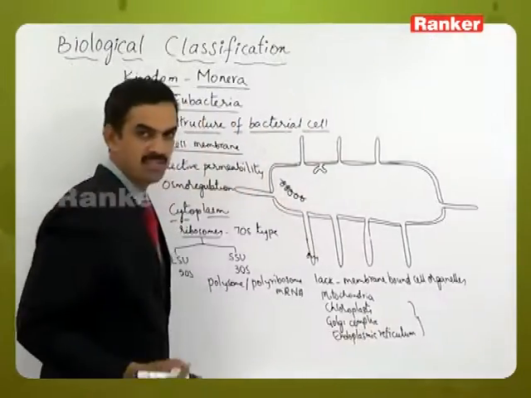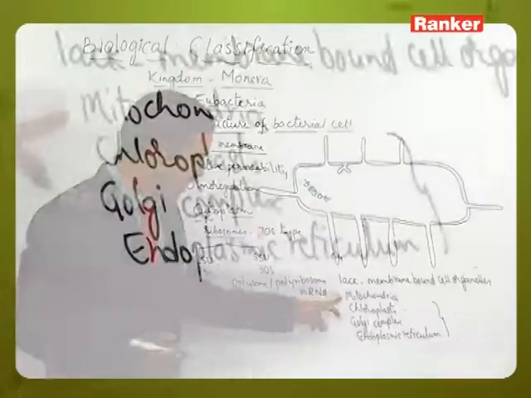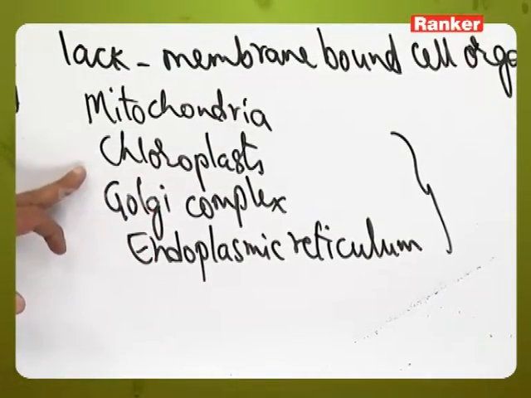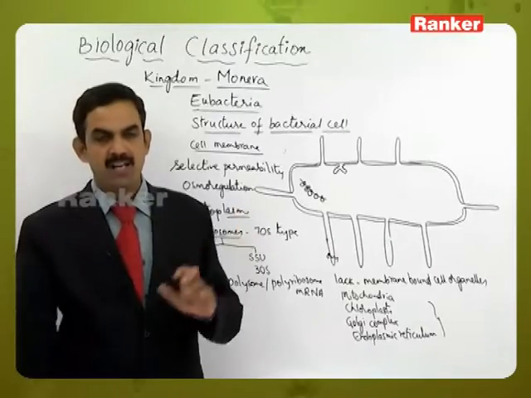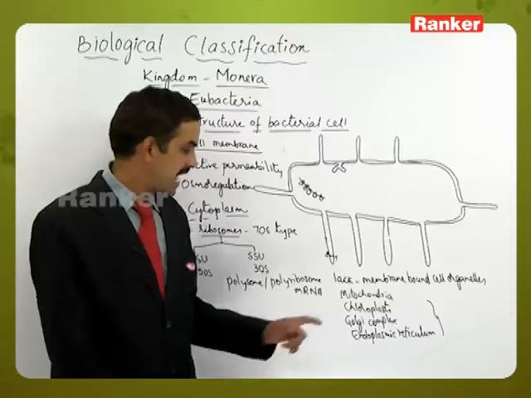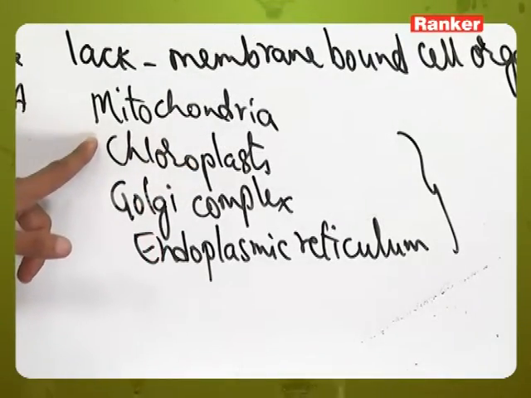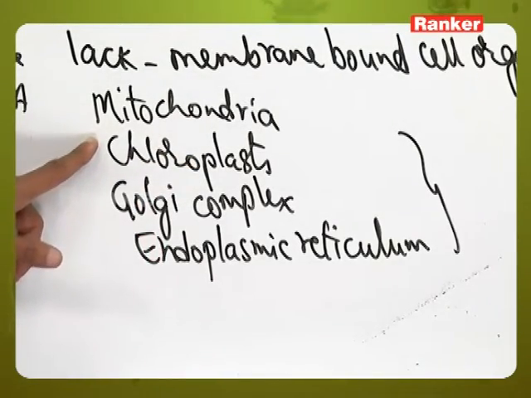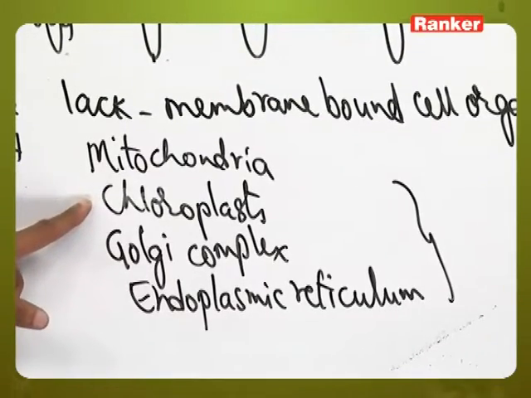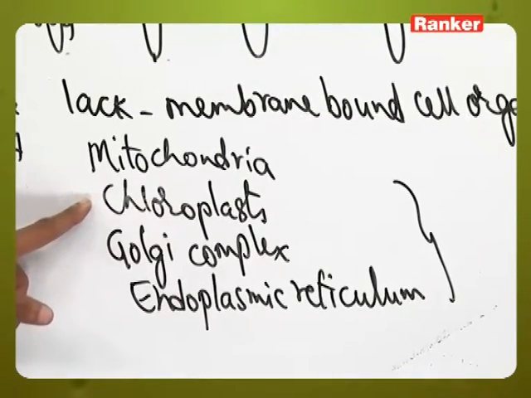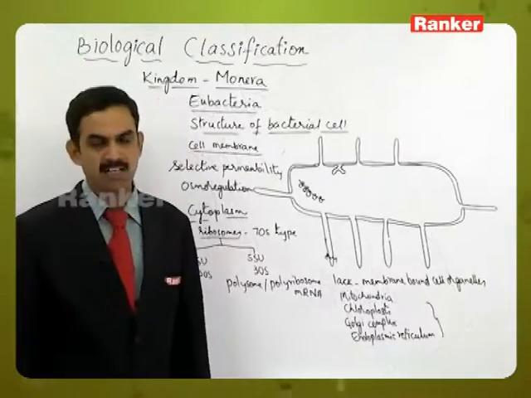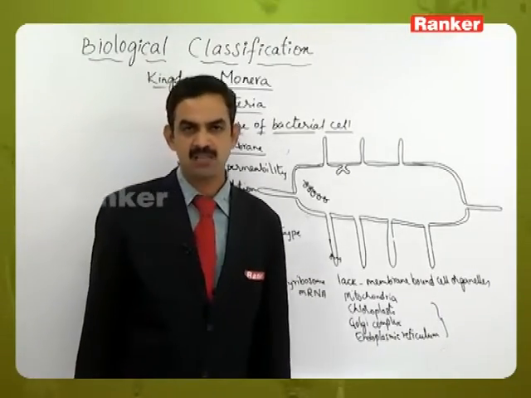All these cell organelles are absent in bacteria. As mitochondria are not present, aerobic respiration is not possible, and chloroplasts or the lamellar structures are not present. But there are some bacteria which are photosynthetic in nature. Those bacteria will have some lamellar structures, not exactly like chloroplasts, but performing the function of a chloroplast by having pigments in them, that is bacteriochlorophyll, the photosynthetic pigment. And the Golgi complex and endoplasmic reticulum are completely absent in the bacterial structure.